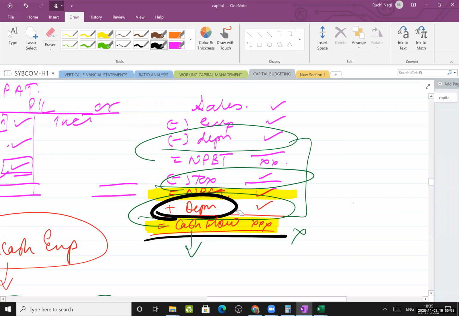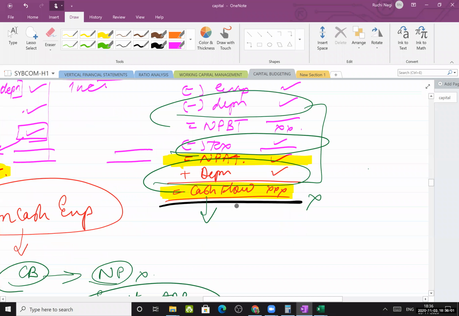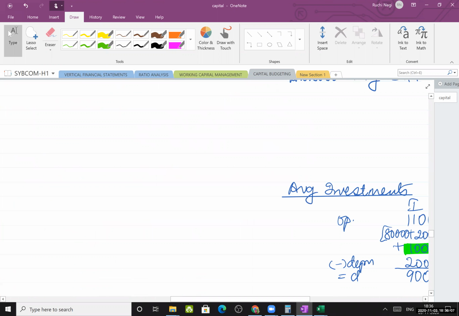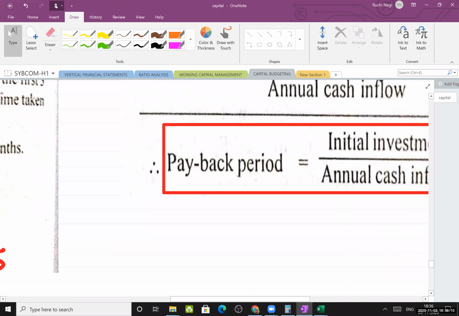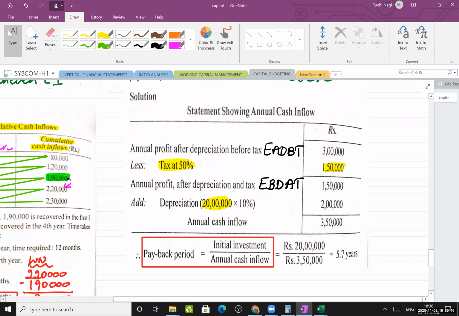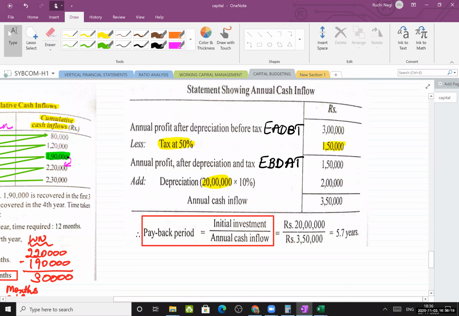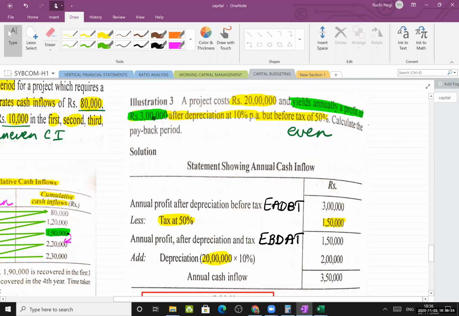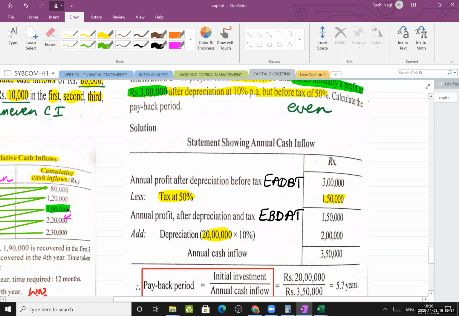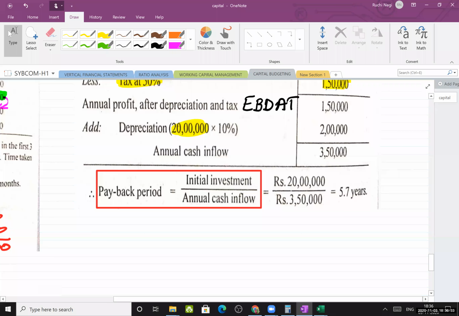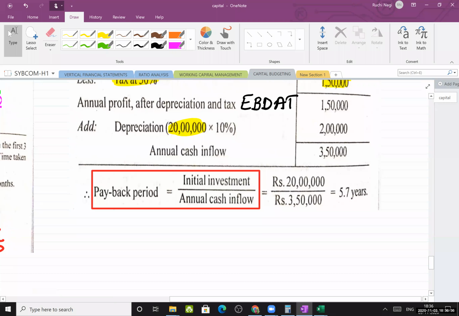Okay, so did you all recollect this, right? So this is what we are doing here. Okay, understood? I'm adding back depreciation. I had explained that concept earlier. यहाँ पे 3 lakhs में ऑलरेडी डेप्रिसिएशन पहले ही सब्ट्रैक्ट किया हुआ है, इसलिए हम लोग सिर्फ ऐड बैक कर रहे हैं. ठीक है, तो इनिशियल इन्वेस्टमेंट कितना है?